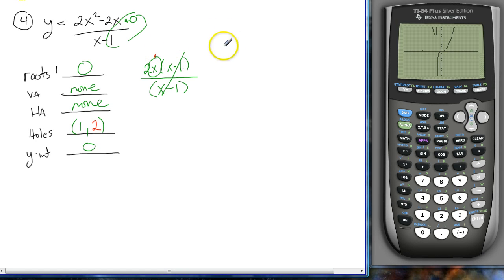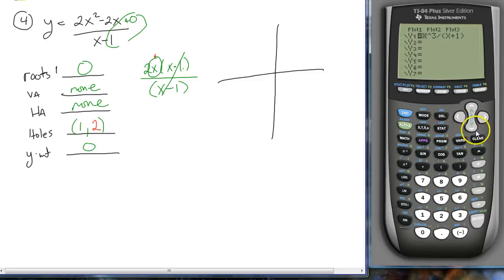Let's not worry about the f of x line for this. Let's just graph it. And we can use our calculator to help us for this. Make sure you use parentheses.